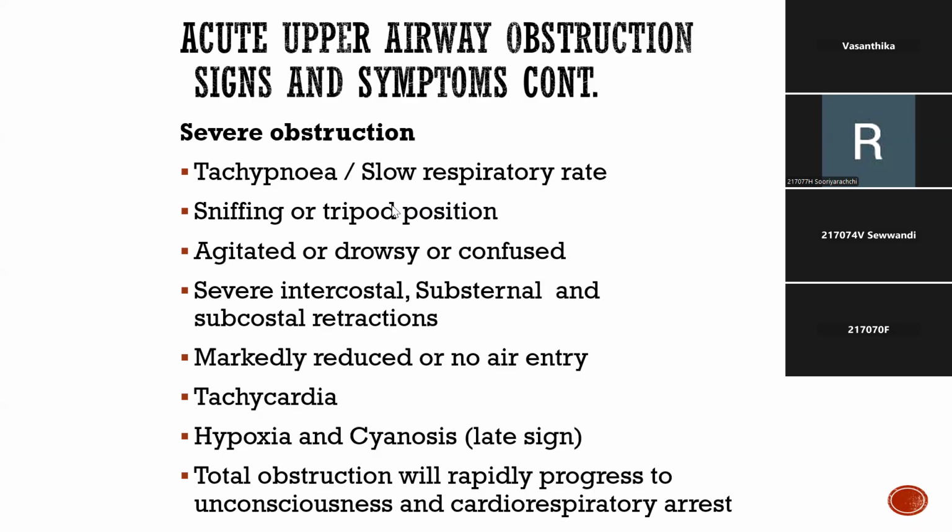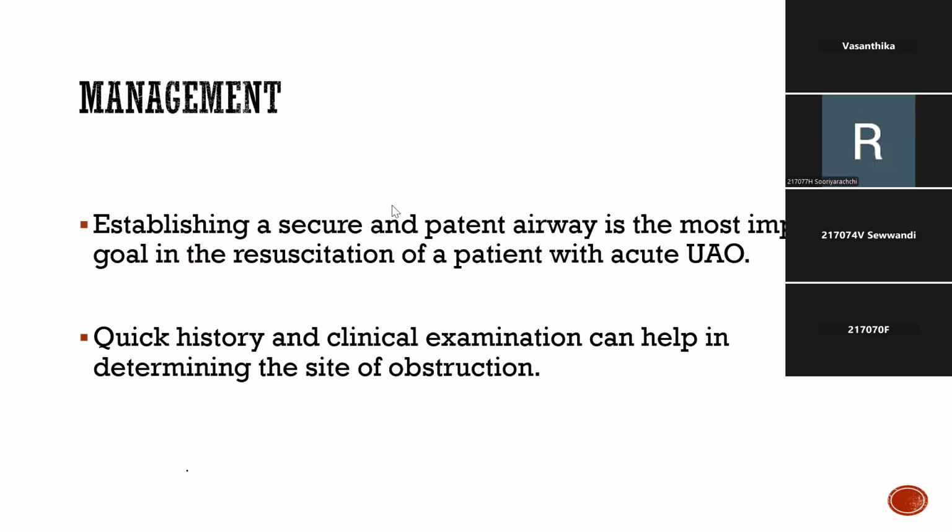There can be markedly reduced or no air entry. Tachycardia is a phenomenon and they may be hypoxic and cyanosed. And if there is total obstruction, the patient will go into cardiorespiratory arrest. So these signs are very important for you to understand and recognize a person with upper airway obstruction.